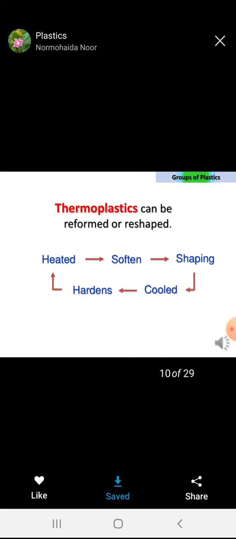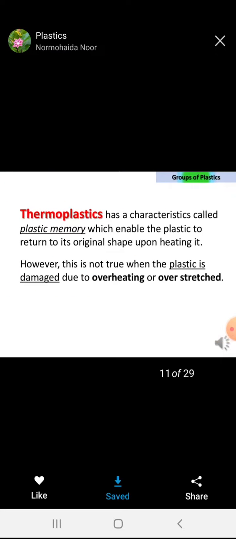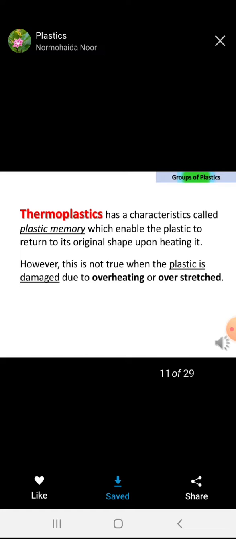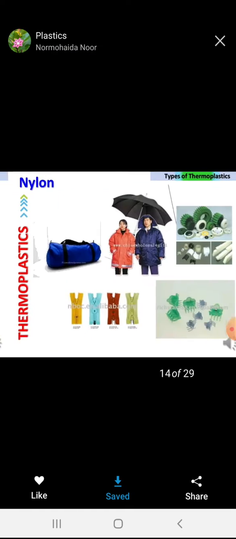Examples include polyethylene, polypropylene, and polyvinyl chloride, PVC. These are thermoplastics. Thermosets, or thermosetting plastics, in short we will see the difference between them.